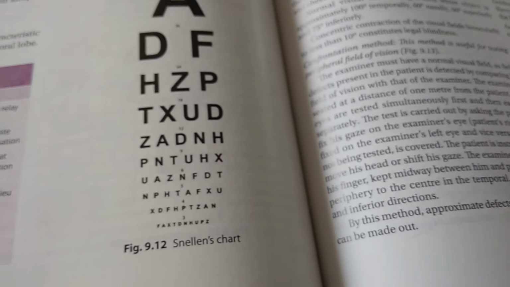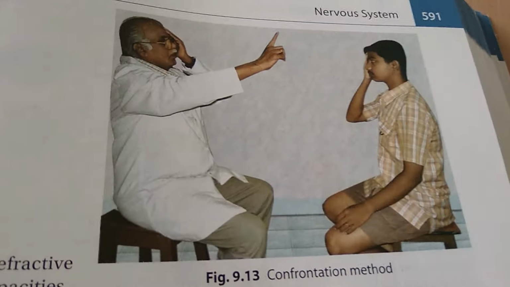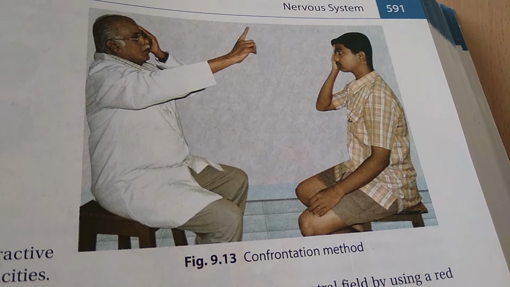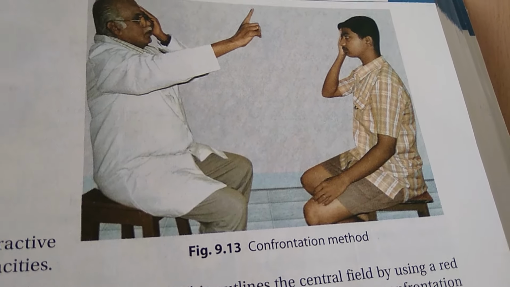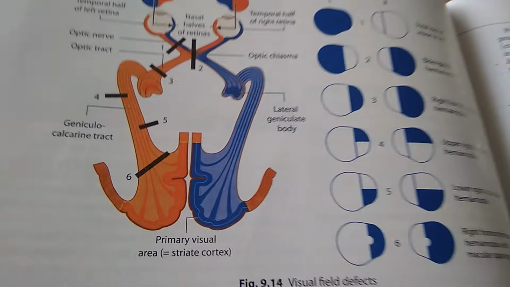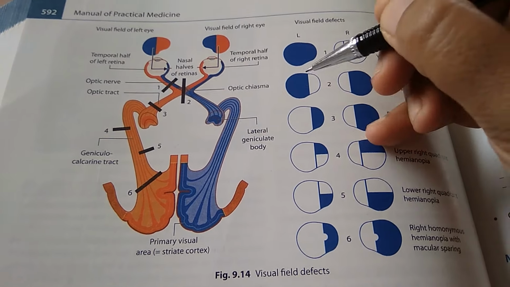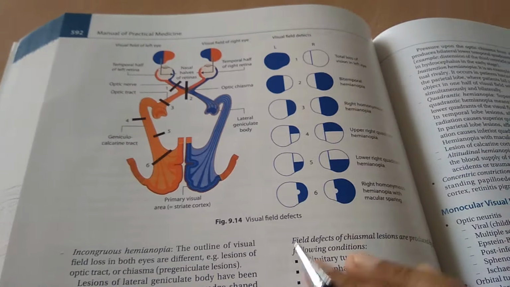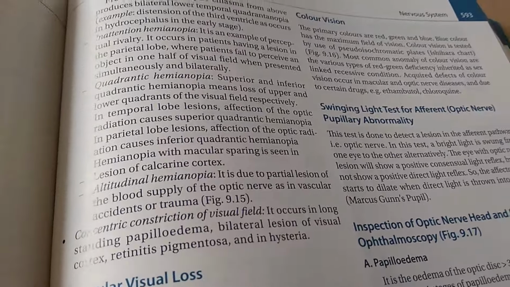So this is your typical Snellen's chart, and here is your confrontation technique. So how will you check visual field? This is testing of visual field. This is your visual field defects. So you will have to tell how much field defect is there, where exactly the lesion could be, etc. You may have to go into that much detail.